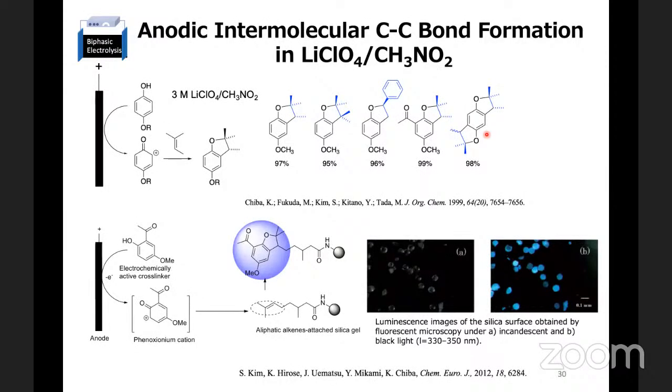Here are some examples of reactions using the lithium perchlorate nitromethane electrolyte solution. When phenol derivatives were activated at the anode, intermolecular cycloaddition with various alkenes was profoundly promoted to give the corresponding dihydrobenzofurans. Furthermore, dihydrobenzofuran having a carbonyl group emitted strong fluorescence. Therefore, a highly reactive tri-substituted alkene was bonded to silica gel and dispersed.